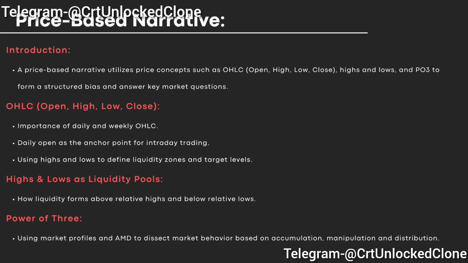The phases of power of three are the accumulation, where price consolidates and builds and generates liquidity. A common example of the accumulation phase is the Asian range or CBDR. Then we've got the manipulation phase or the manipulation profile. This phase involves a liquidity grab or a manipulation hunt. Price manipulates above the accumulation that we formed earlier. In this case, a common example would be the London kill zone. It acts as a manipulation profile. So the Asian range acts as an accumulation profile where it generates liquidity. Then London takes out that liquidity, which is the manipulation profile.